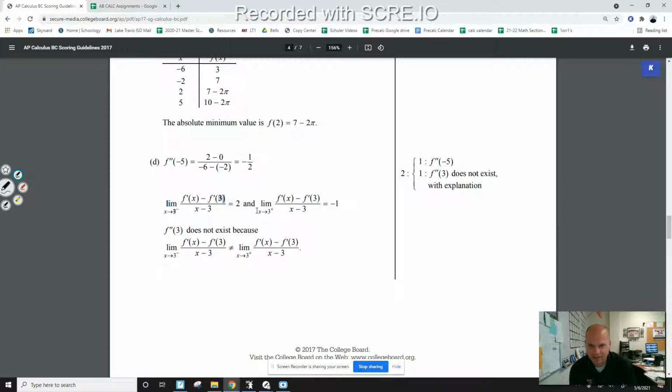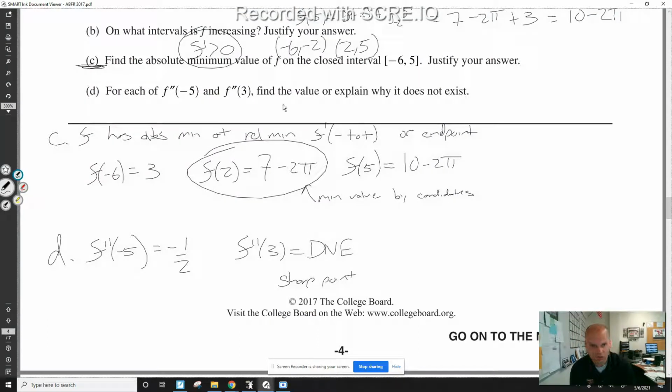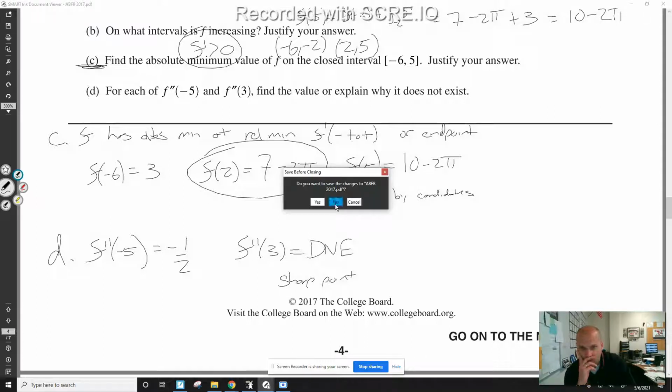They're looking at limits. Whatever. Just say it's a sharp point. This is a little bit crazy. I don't want you to focus on it. If everybody loses the point on this, that's fine. Usually it's just like, find the value or say if it doesn't exist instead of explain why it doesn't exist.